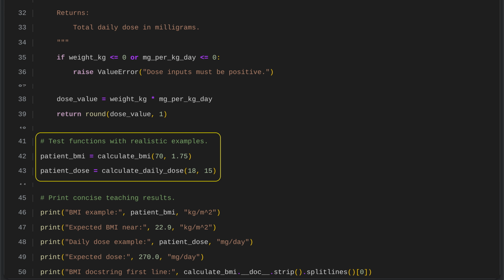The example shows two practical health calculations using functions. One function calculates a patient's body mass index from weight and height, and another calculates a total daily medication dose from body weight and the prescribed milligrams per kilogram per day. Together, they demonstrate how functions can return useful patient-specific results.